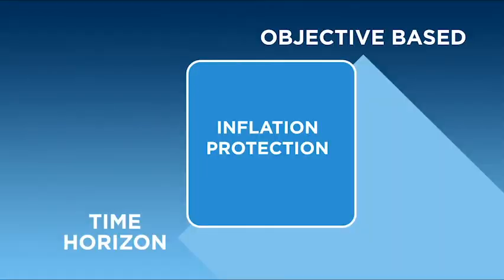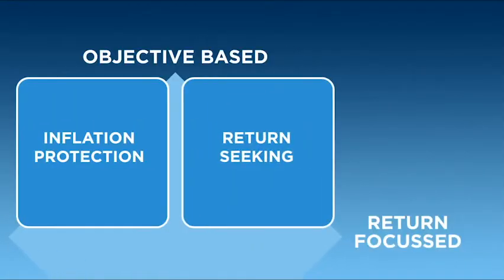The second part is really about generating returns. So we're looking to find asset classes that meet our CPI plus 5 objective. And that could be across small caps, Australian equities, global equities, infrastructure debt, to name a few.